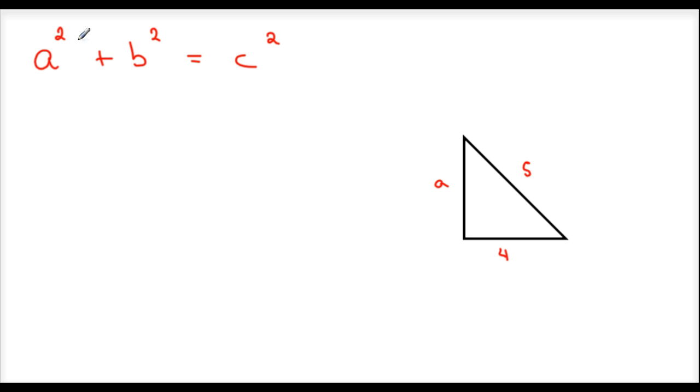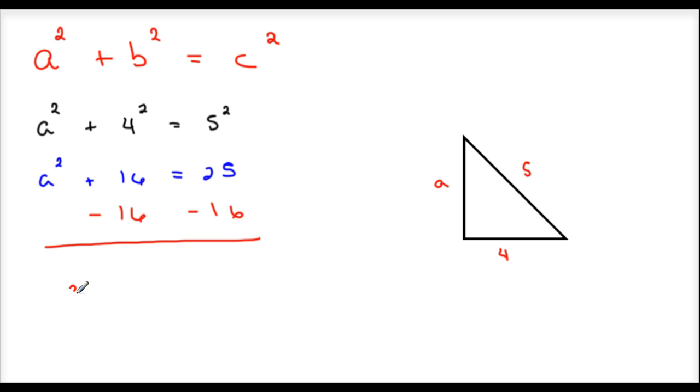Next example. A squared plus b squared equals c squared. I'm going to use the same numbers so we know what the answer is, but in this case, I just want to show you how it works if we're looking for a. So here we have a squared plus, we know what b is, 4 squared equals, and we know what c is, 5 squared. So if we substitute in, we're going to get a squared plus 16 equals 25. I'm solving for a squared, so it becomes a 2-step equation. Subtract 16 from both sides. So you get a squared equals 25 minus 16, which equals 9.